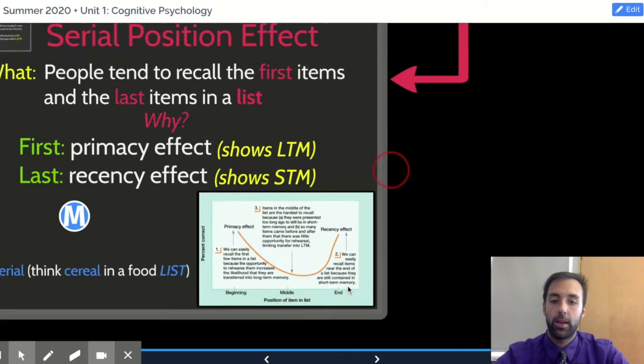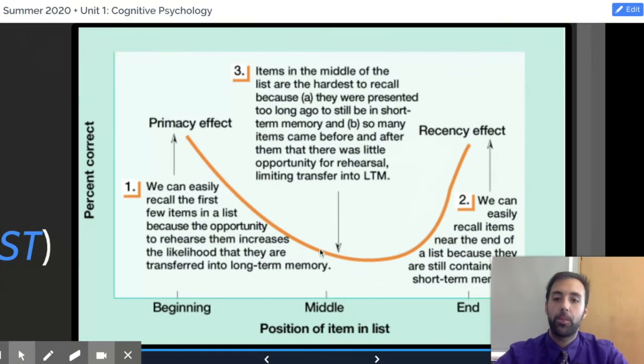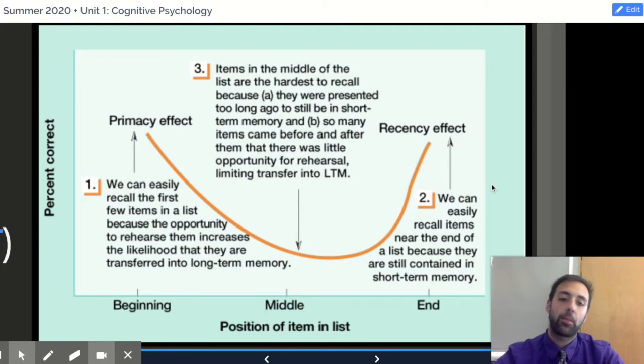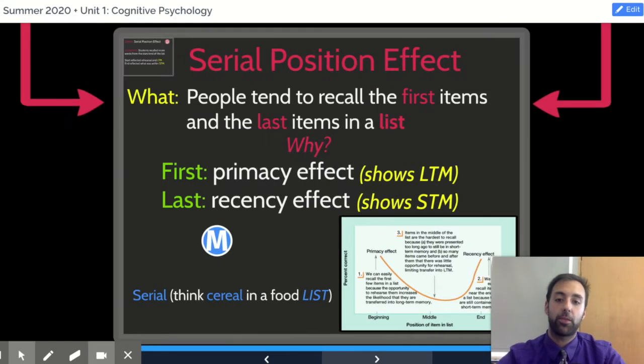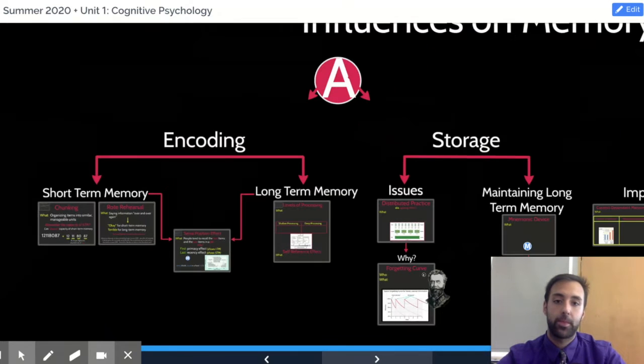Just to give you a really quick visual, you tend to do very good at the beginning of a list. You can easily recall because there's a higher chance that you got that transferred and stored away into long-term memory. The middle is when you get a little bit overwhelmed. And then the recency effect is where that short-term memory kicks back in and you remember those last couple words. If you ever were to see this graphed, which is a common type of multiple choice question, you're looking for a U shape. The serial position effect is reflected as a U shape.